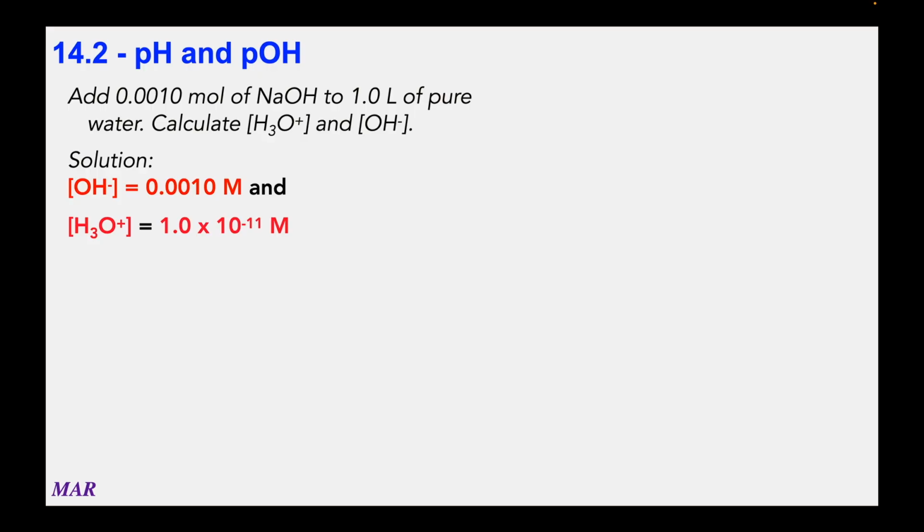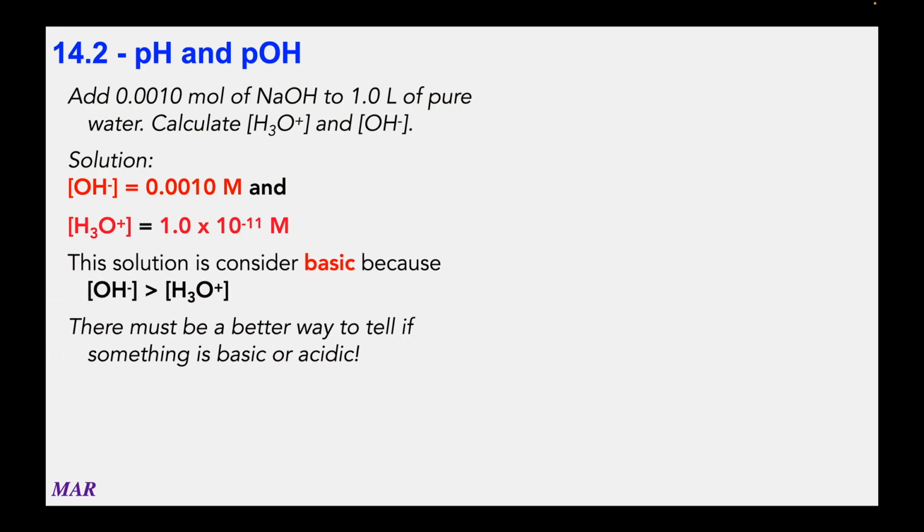So in the last problem, we found that hydroxide was 0.0010 moles per liter, and hydronium was 1.0 times 10 to the minus 11th moles per liter. So both small, but the hydronium, of course, is especially small. Chemists consider this solution to be basic because the amount of hydroxide, the actual number, 0.001, is greater than the amount of hydronium, the 1.0 times 10 to the minus 11th. So in this case, scientists would consider this solution basic. So more hydroxide means base, more hydronium means acidic.